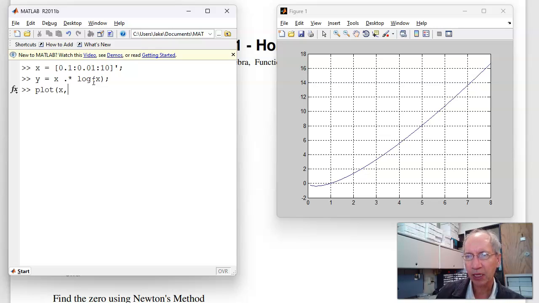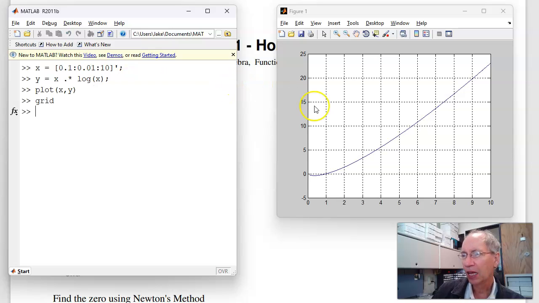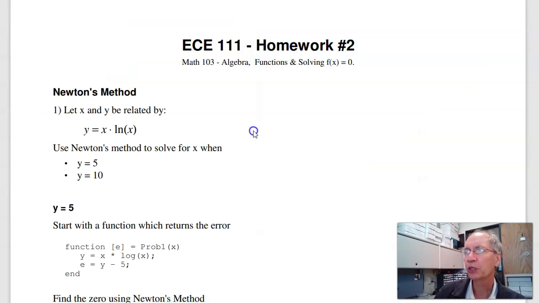If I plot x versus y, and then turn on the grid lines, the solution I'm looking for when y is equal to 5, here's x, it's about 3.4. When y is equal to 10, solve for x, about 5.6-ish. That's a graphical solution. Can I solve using numerical methods and get more resolution?